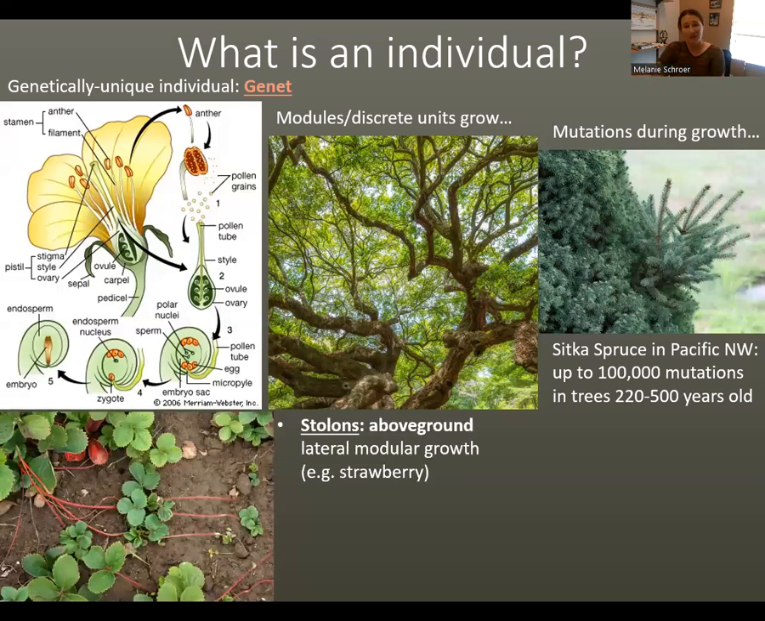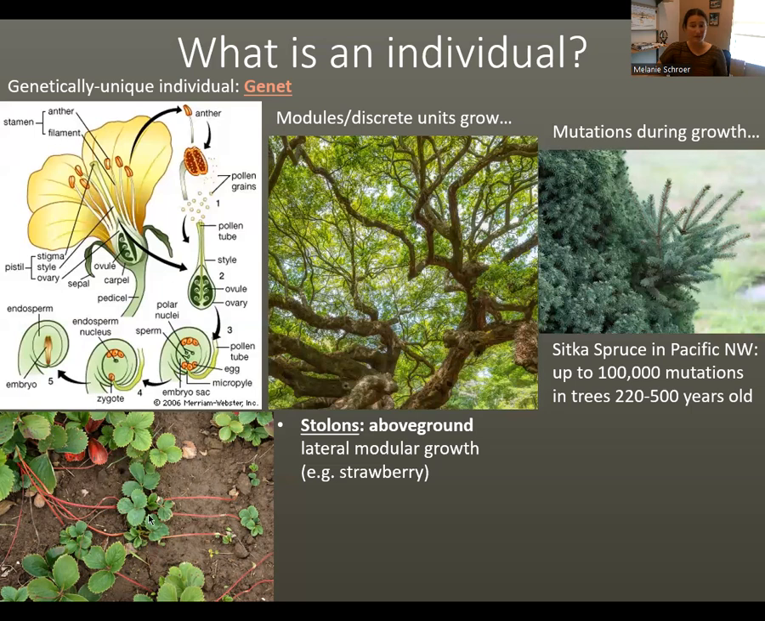Also, plants don't just reproduce sexually. They can also reproduce asexually in a variety of ways. So for example, here we see stolons, which are these lateral branches in this strawberry plant. They grow out and they can actually root down. And if you cut the stolon, it can be its own independent plant, right? Genetically the same as the parent plant.